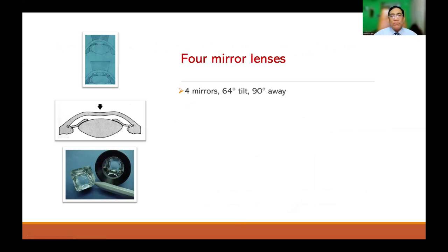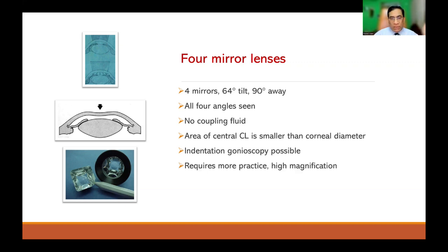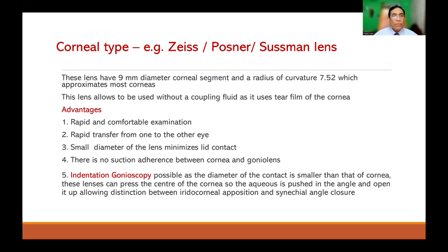It has a 64-degree tilt and the mirrors are 90 degrees away from each other. All four angles can be seen in the same setting. No coupling fluid is required because the area of the central corneal contact lens is smaller than the corneal diameter. And indentation gonioscopy is only possible with this four-mirror corneal type of lens. Definitely it needs a lot of practice with higher magnification. And once you are oriented with this, definitely the surgeon uses only the four-mirror. We do not need the single mirror.